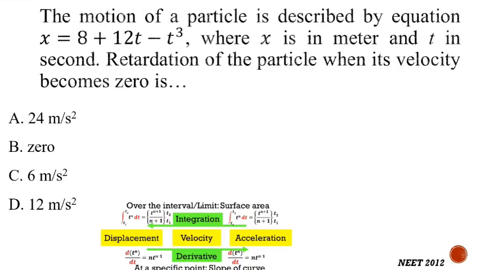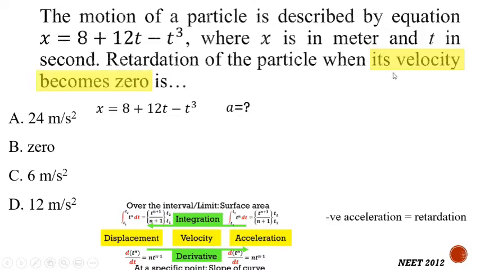Next problem, the motion of a particle is described by the equation x equal to 8 plus 12t minus t cube, that means displacement is given. Where x is in meters and t in seconds, the retardation of the particle when its velocity becomes 0 is, retardation is nothing but the negative acceleration. So we need to find the retardation when the velocity is 0. So we need to find the acceleration actually when the velocity is 0, that is one more condition given. So we will highlight this condition.